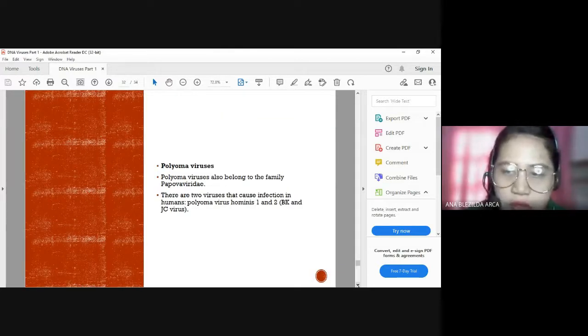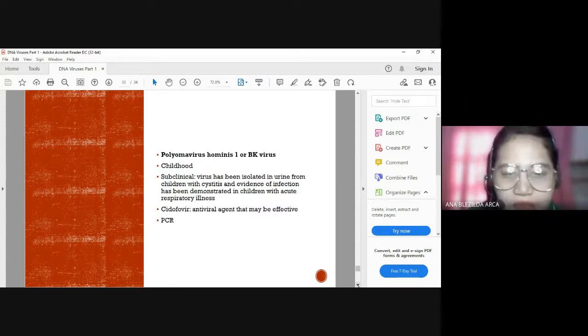Now, let's go to the polyomaviruses. Now, polyomaviruses, they came from the family Parvoviridae. So, meron ka lang dalawang virus dito. You have the polyomavirus hominis type 1 and the polyomavirus hominis type 2, which is also called as the BK and the JC virus. Again, si BK virus, ang tawag sa kanya ay polyomavirus hominis type 1. Si JC virus, ang tawag sa kanya ay polyomavirus hominis type 2. Okay? So, dalawa lang sila.